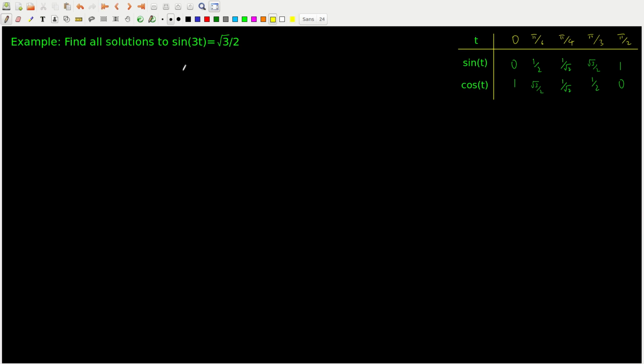Our next example is similar. We want to solve sine of 3t is root 3 over 2. And to do that, again, we should look at the unit circle and find the solutions that are in the first interval 0 to 2 pi. In other words, find the principal solutions. So I'm going to imagine for a second that this tells me that sine of theta is the square root of 3 over 2. Well, square root of 3 over 2 is about 0.7, so it's something like this.